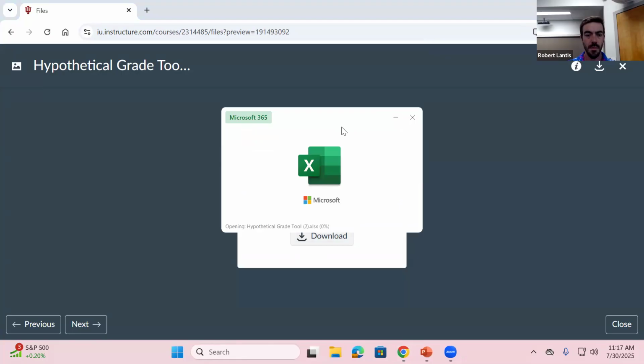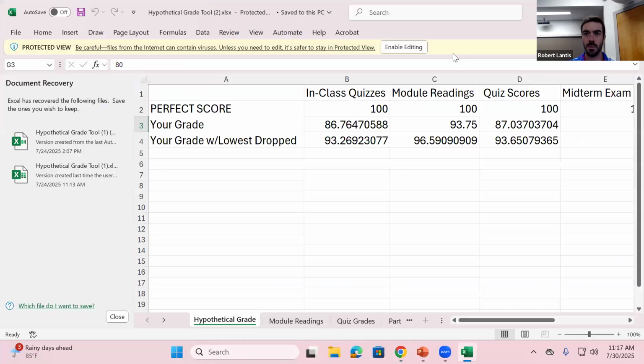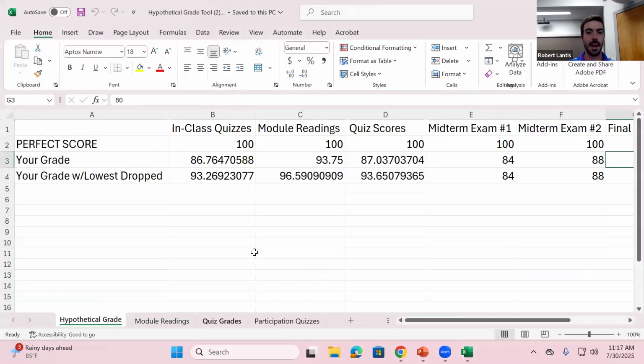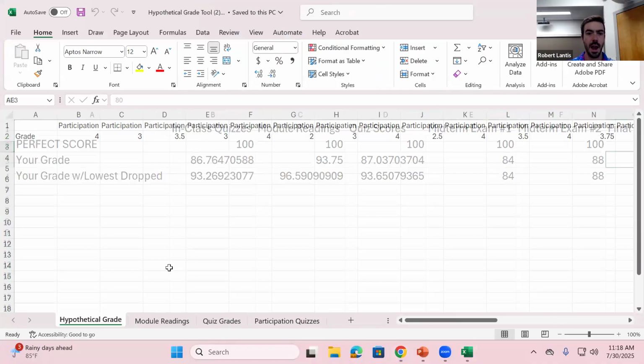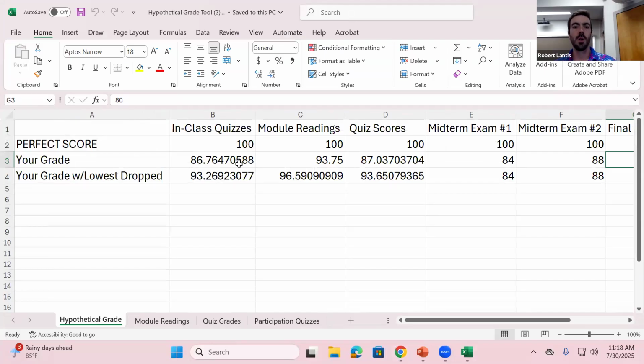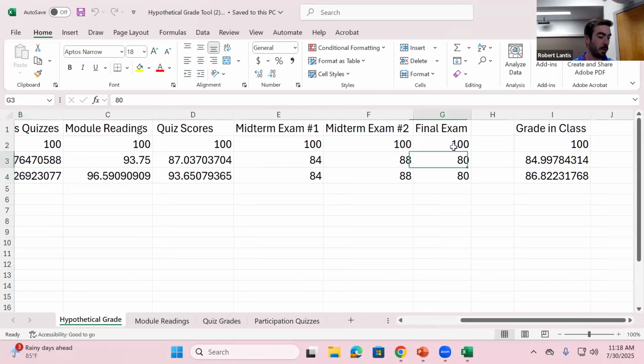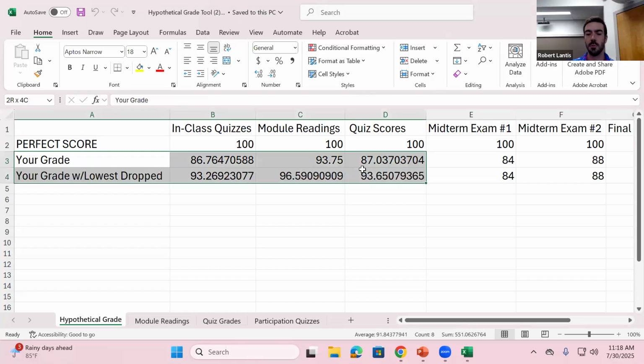So let's revisit this here. You can enter in all your quiz scores on participation quizzes on these tabs, and it would then drop your lowest. What should be true once those due dates have passed and you've completed all those is that the grade you're seeing on Canvas should be the same as this participation grade with the lowest dropped. You can then play around with different grades on the final to see what your hypothetical grade in the class would be. Once you've completed all those assignments, these 2 rows really should match up.